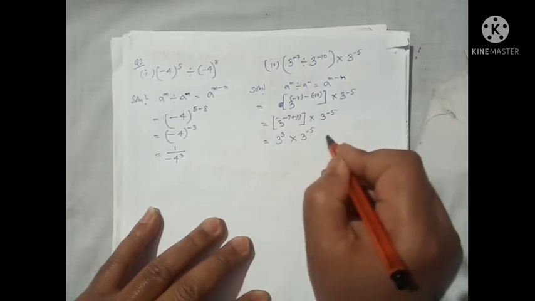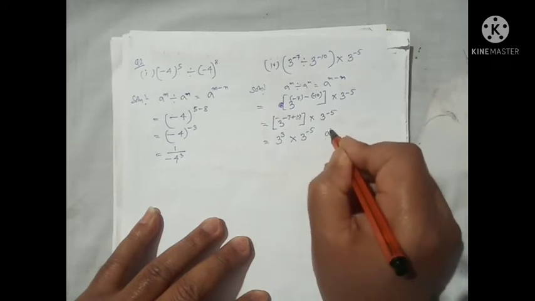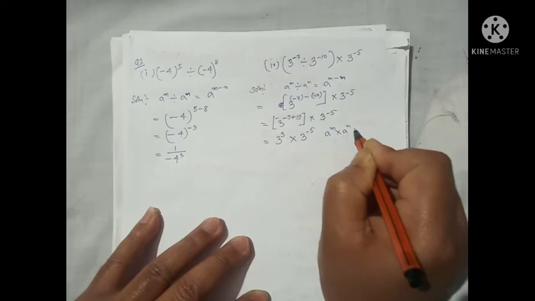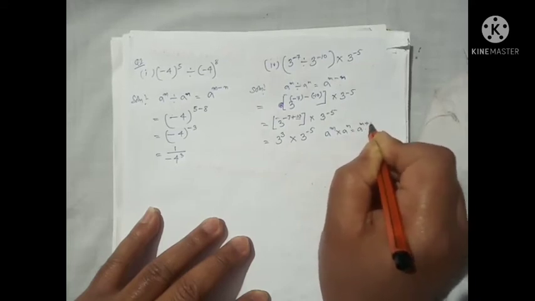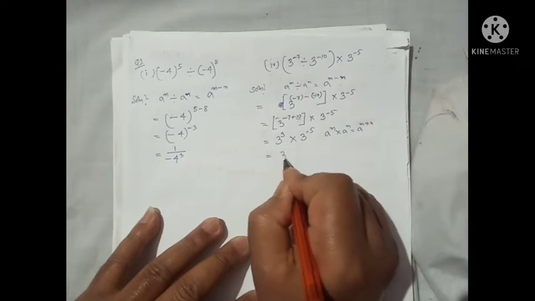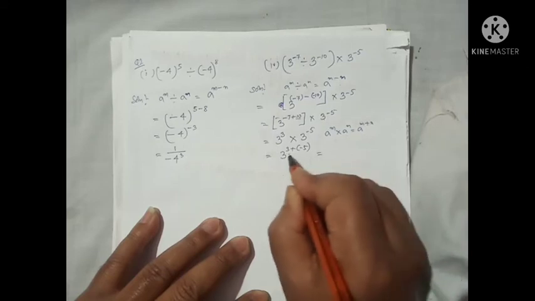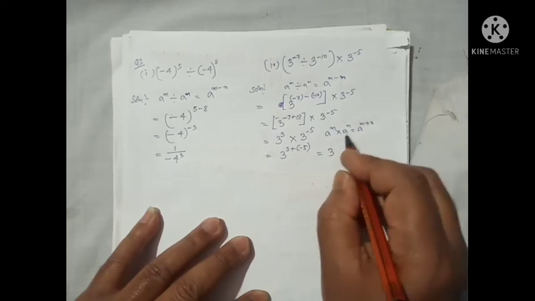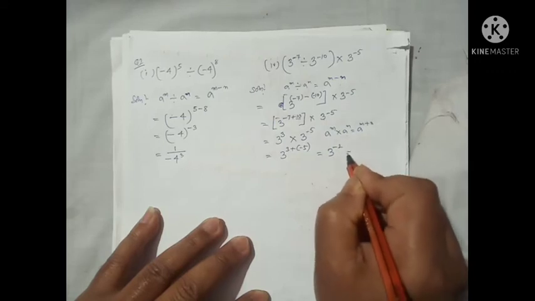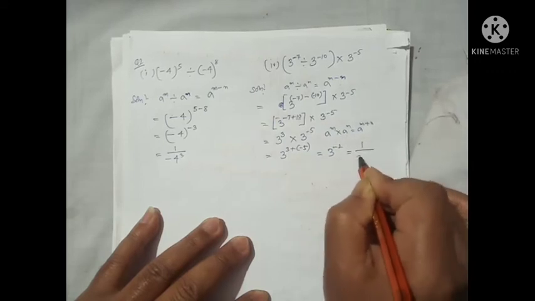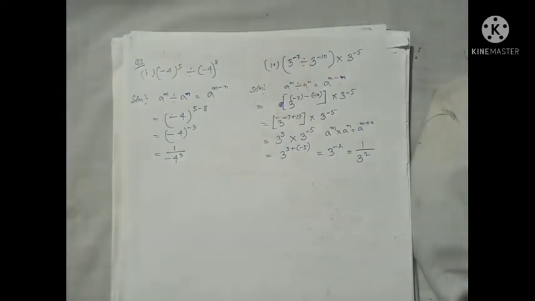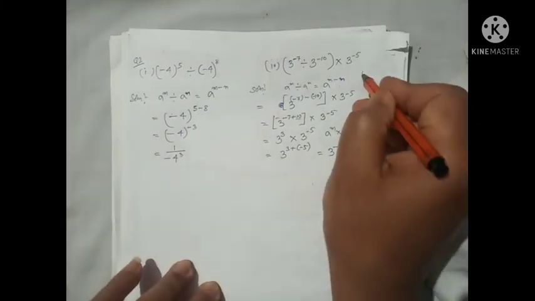Here, in this case, the same bases are multiplied, so the powers will be added. This is the first law. So 3 plus minus 5, the answer will be 3 to the power minus 2. Then this will be the reciprocal, 1 divided by 3 to the power 2. In this way we will calculate this Roman number 4.